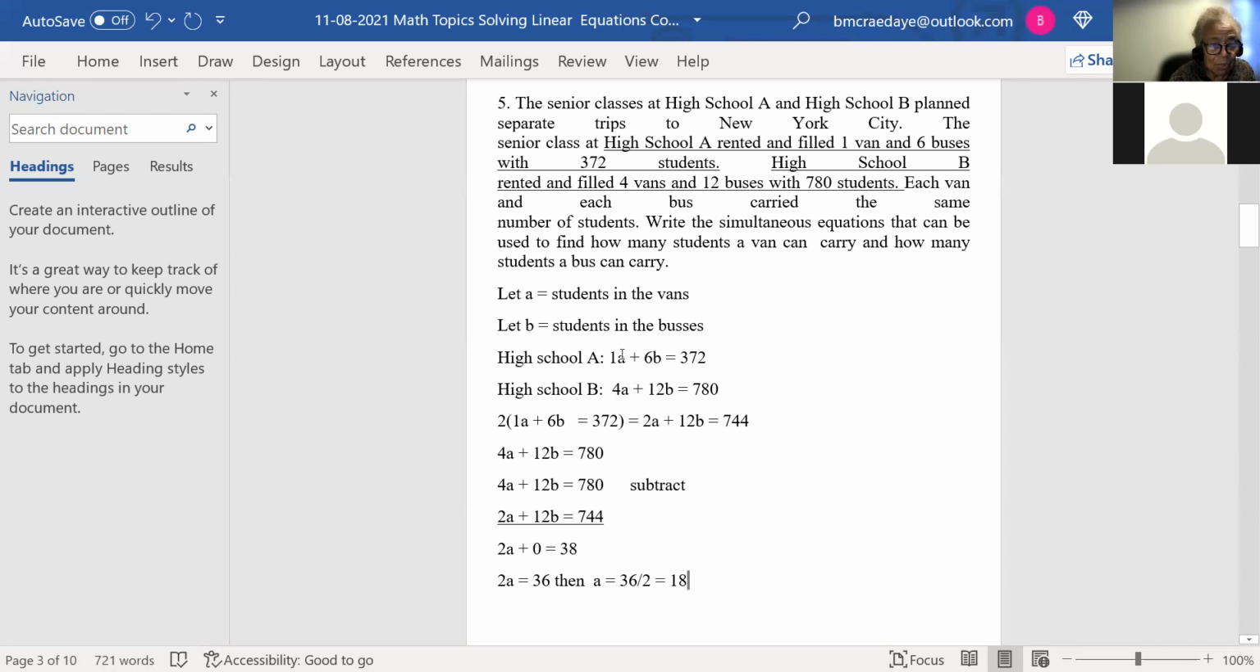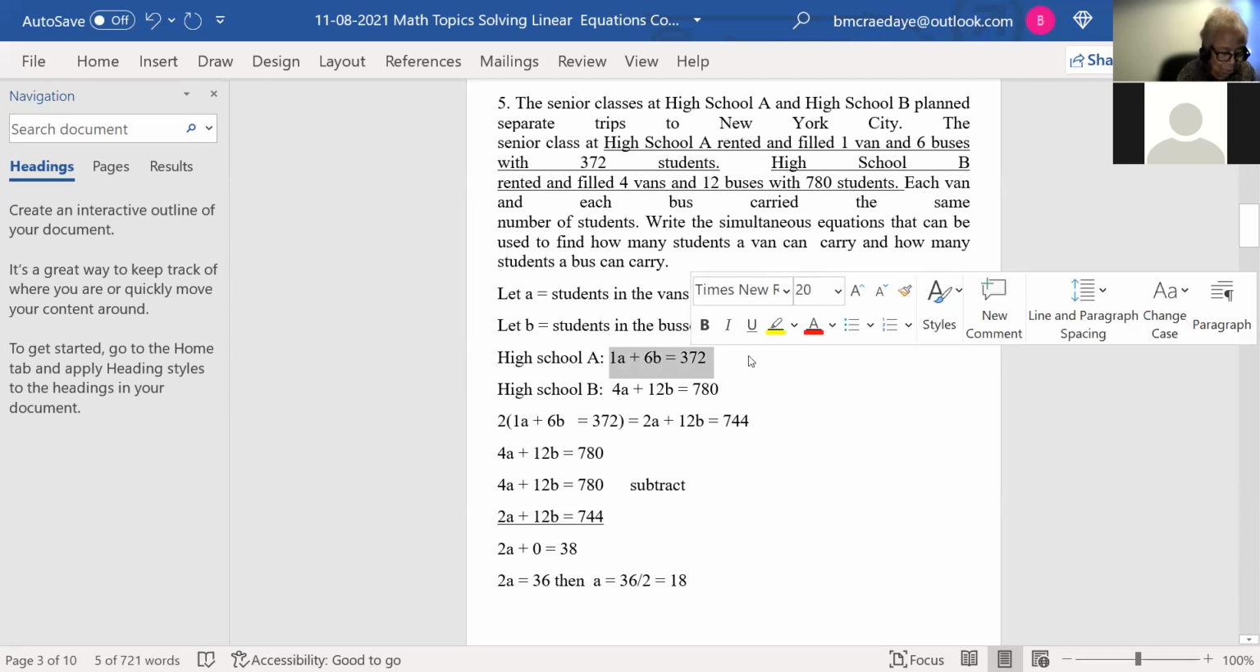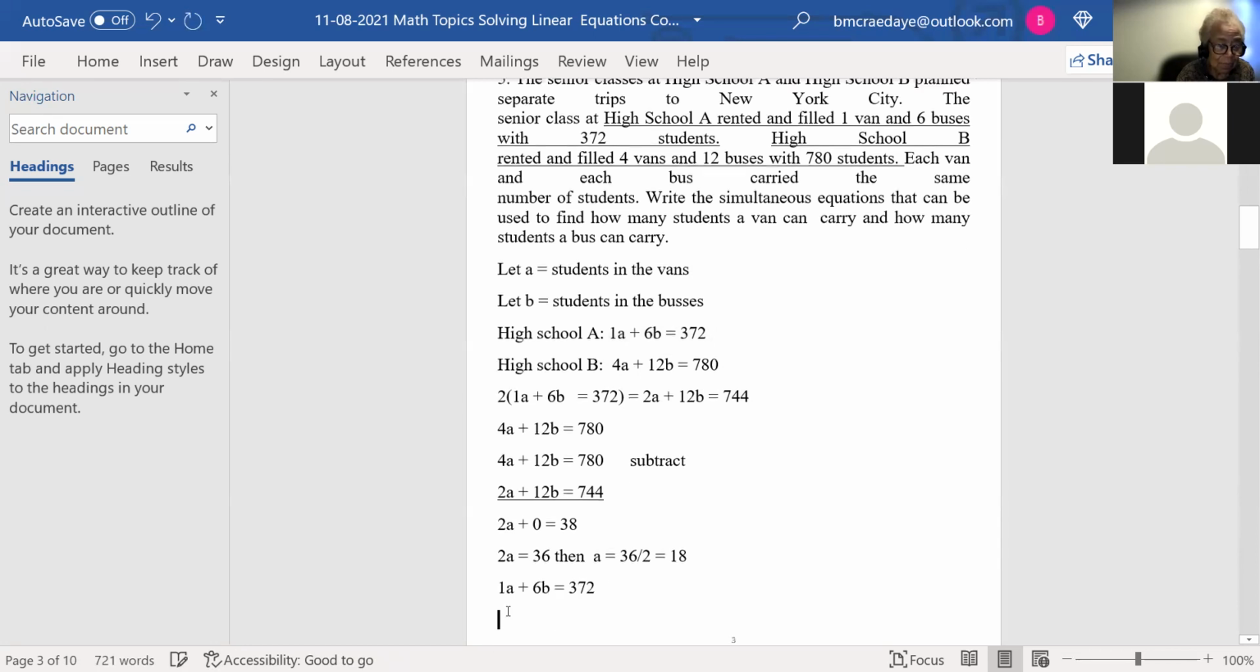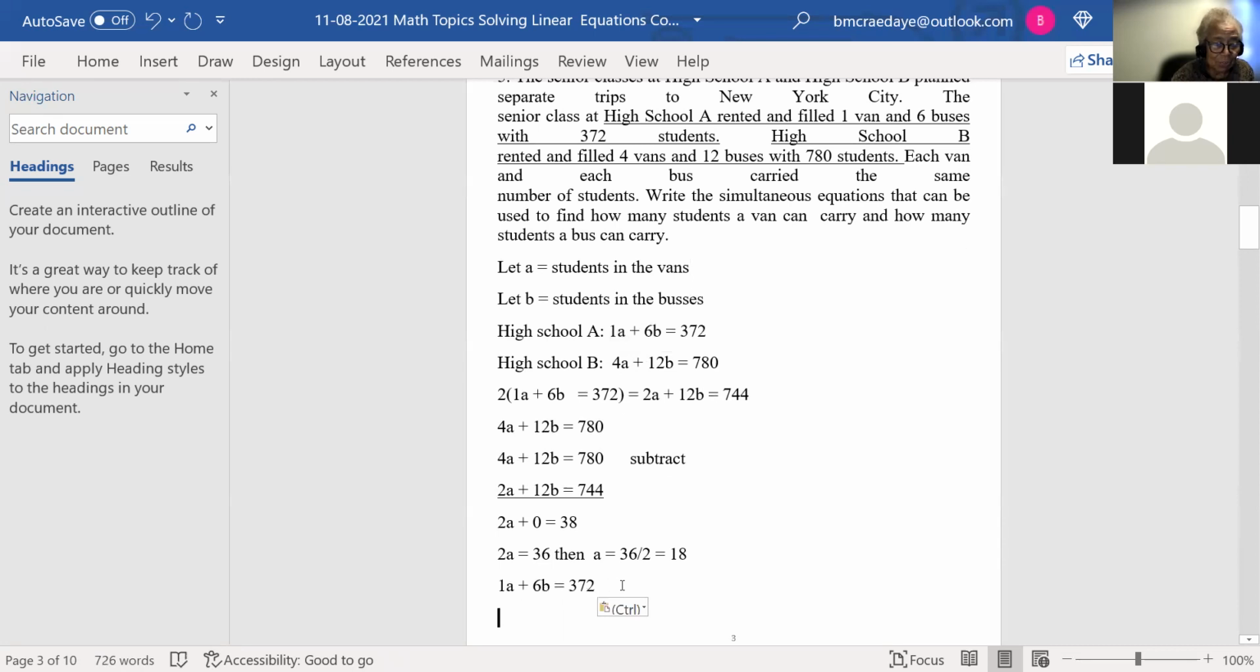You really should have used this one, high school A, because it's easier. It's just 1 times 18, right? Always pick the one that's going to give you less calculation. It doesn't matter, but I'm just saying, let's make your work easier. So we'll take this equation and substitute. I want you to do that and tell me what you get for B.